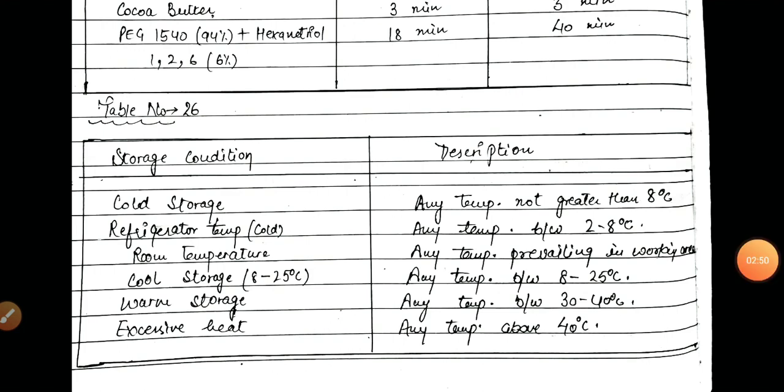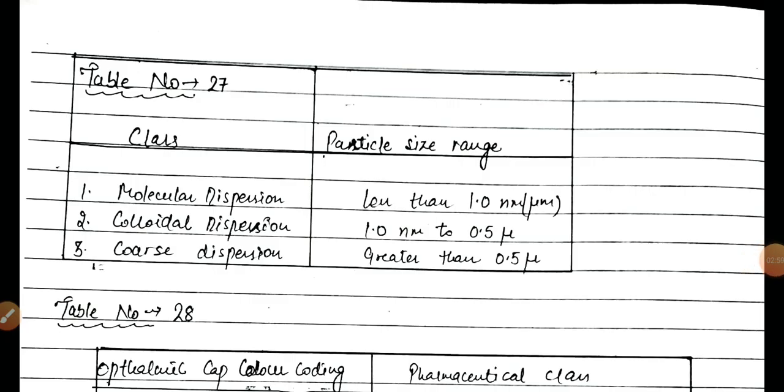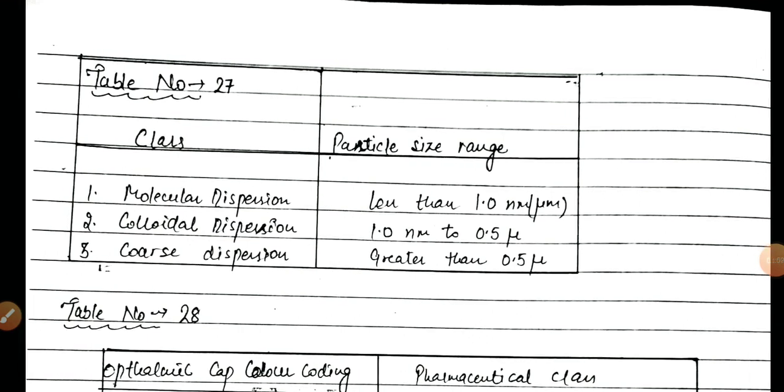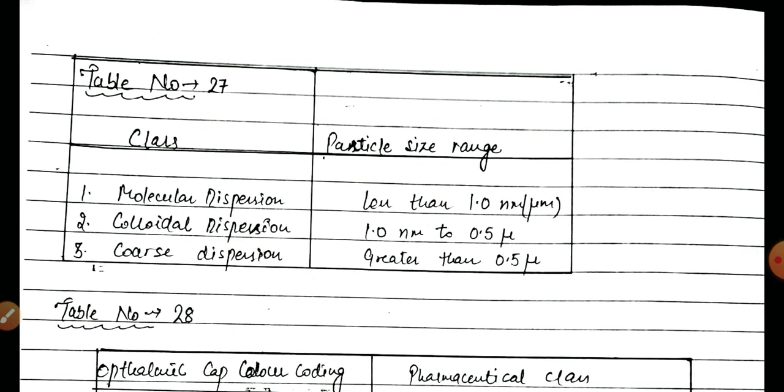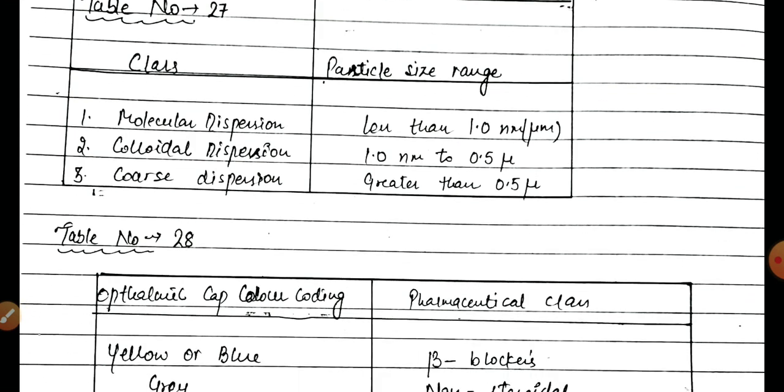Next one is the table in which class and particle size range is mentioned. For molecular dispersion, the size is less than 1 nanometer, and for colloidal dispersions, the particle size range is 1 nanometer to 0.5 micrometer, and for coarse dispersion, the particle size is greater than 0.5 micrometer.